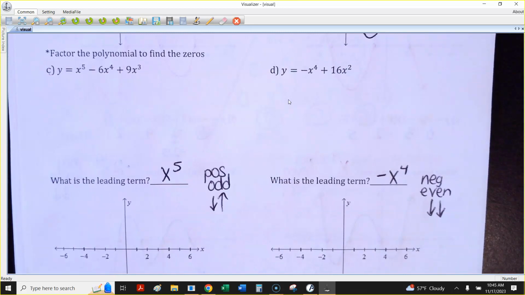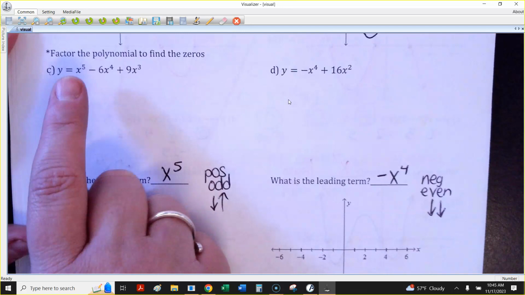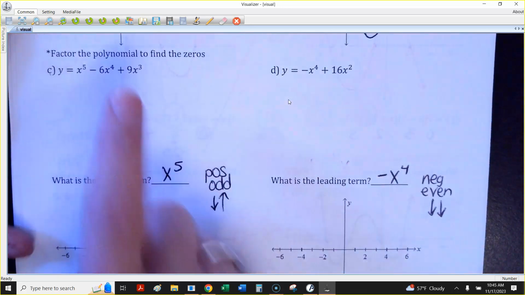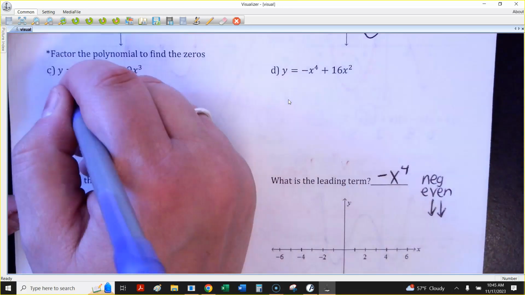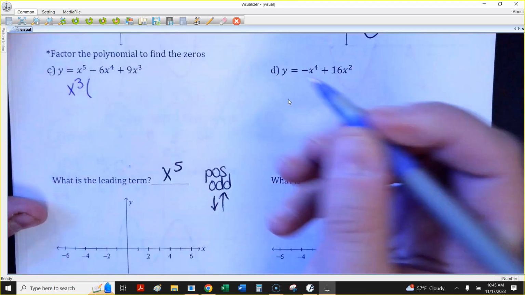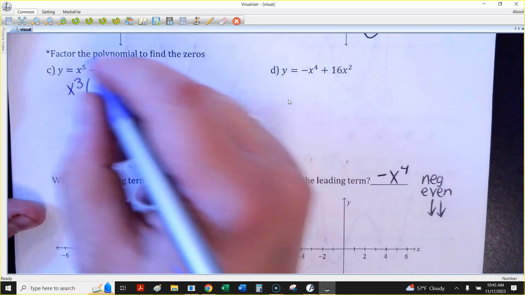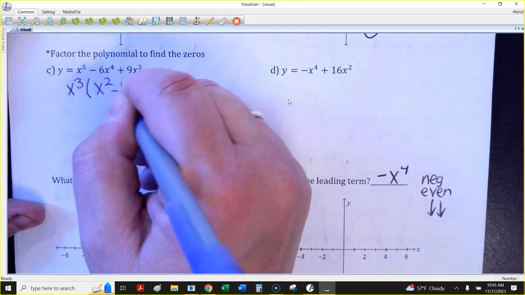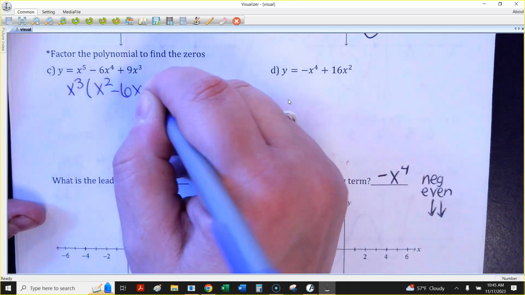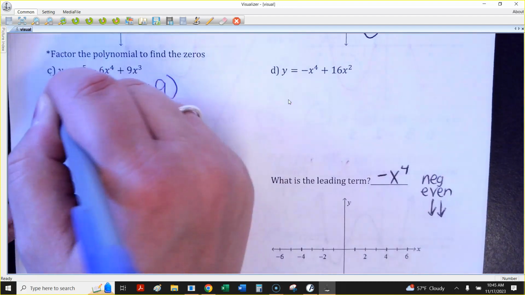So if I've got x to the 5th minus 6x to the 4th plus 9x cubed, do those terms have anything in common? John, what do you think? Okay, if you took that out in front, what would you have left over? Perfect. Okay, so we're just going to pull out the greatest common factor.